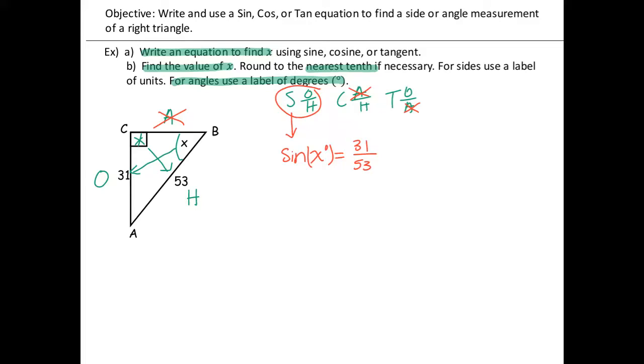Just like taking the square root, the inverse is a square, like squaring both sides. Each operation has an inverse. So to get rid of the sine, we have to do sine inverse, okay? So we take the sine inverse of each side. Sine inverse of sine x degrees is going to equal, whatever you do to one side, you do to the other, so sine inverse of 31 over 53.